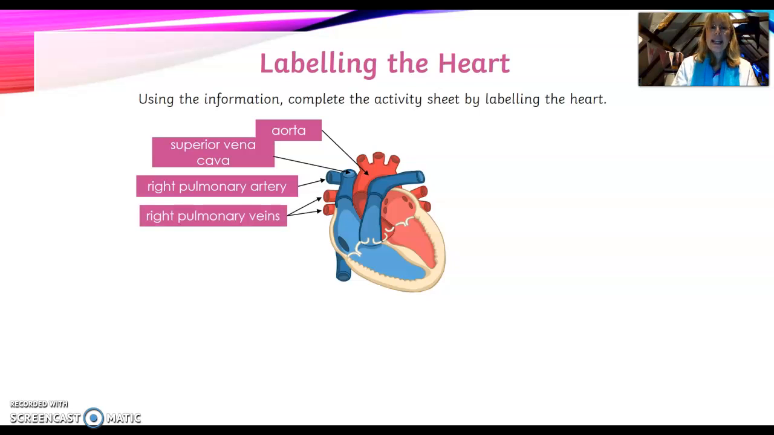Our next label is the right pulmonary vein. You can see it does split. And then we have the right atrium.